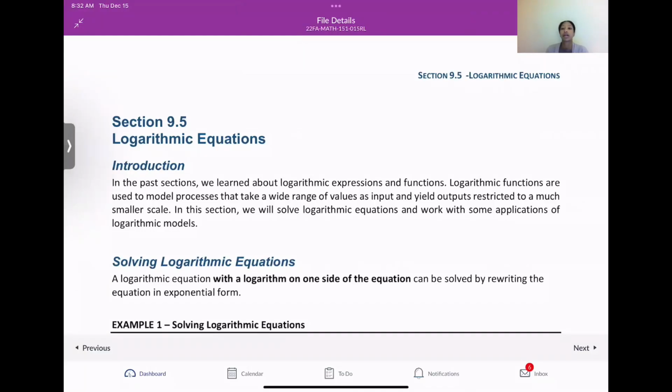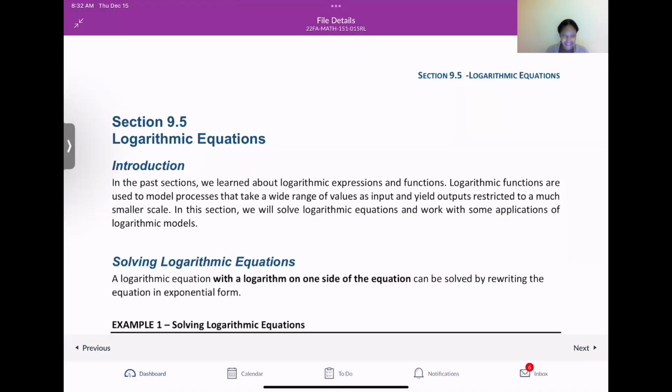Logarithmic equations are equations where your variable is inside of the logarithm, and we have to use properties of logs to either condense or expand the logarithmic equation or expressions on each side, and then convert the logarithmic expression into exponential form, and that'll help us solve.